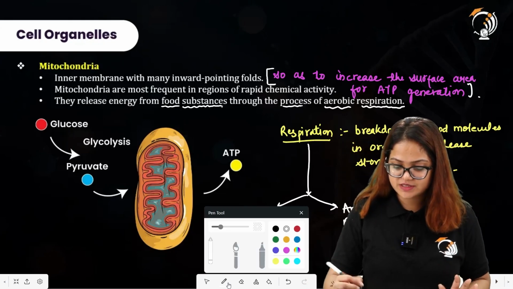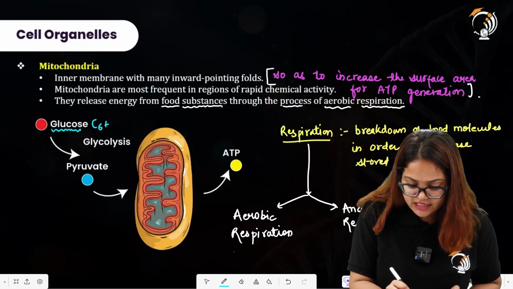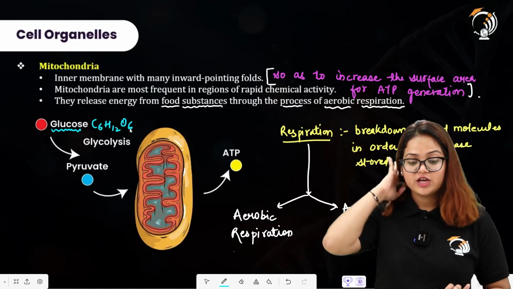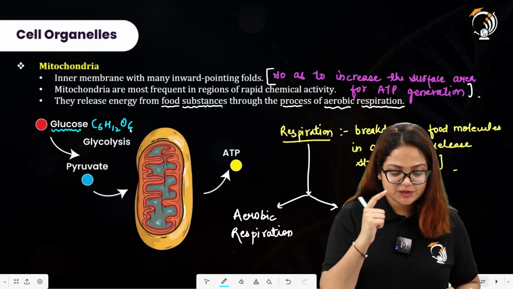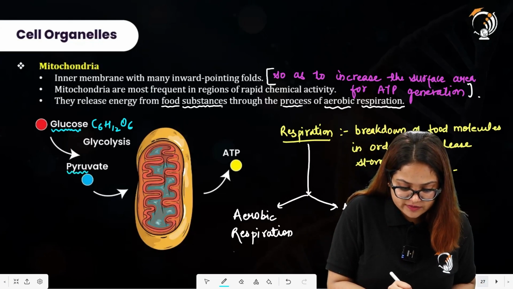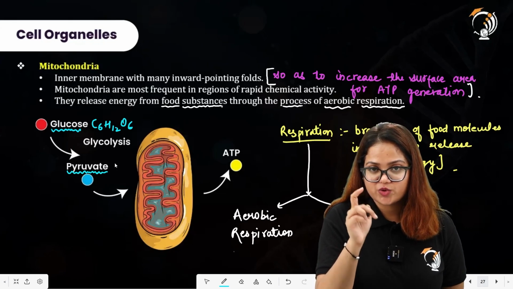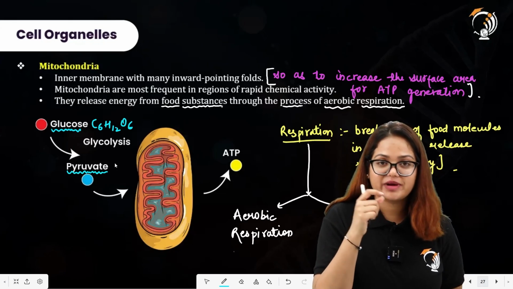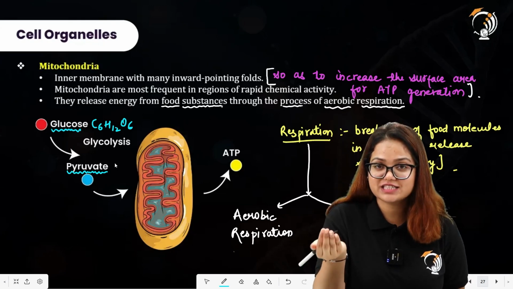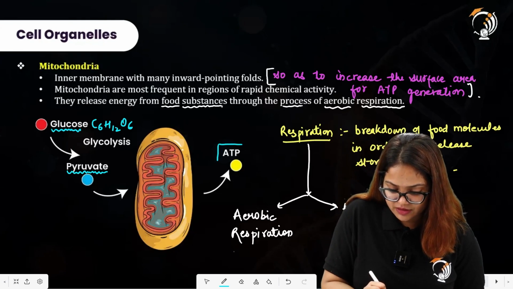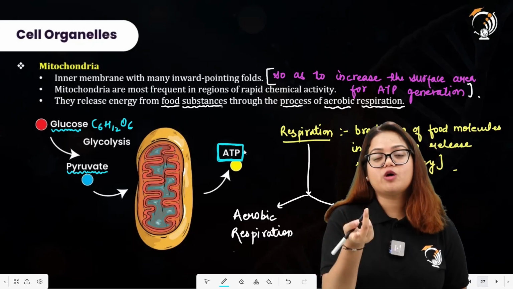So what actually happens here? Here we have the glucose molecule, C6H12O6. By a 10-step reaction, that is the glycolysis process, it is broken down into pyruvate. This pyruvate then enters into the mitochondria. Mitochondria then acts on the pyruvate molecule and performs the process of aerobic respiration, that is, it utilizes oxygen to release ATP. So this is what we mean by aerobic respiration, which is performed by the mitochondria.